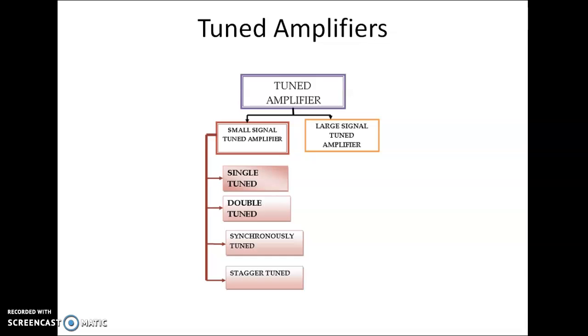Each of the tuning circuits is tuned to a different frequency, therefore they are able to provide a better bandwidth. Synchronously tuned amplifiers are employed in multi-stage amplifiers, where all the amplifiers are tuned to the same frequency to provide the maximum gain for that particular frequency. Next, the stagger tuned amplifier is also employed in multi-stage amplifiers, where each amplifier is tuned to slightly different frequencies placed closer to each other, therefore providing a wider bandwidth.